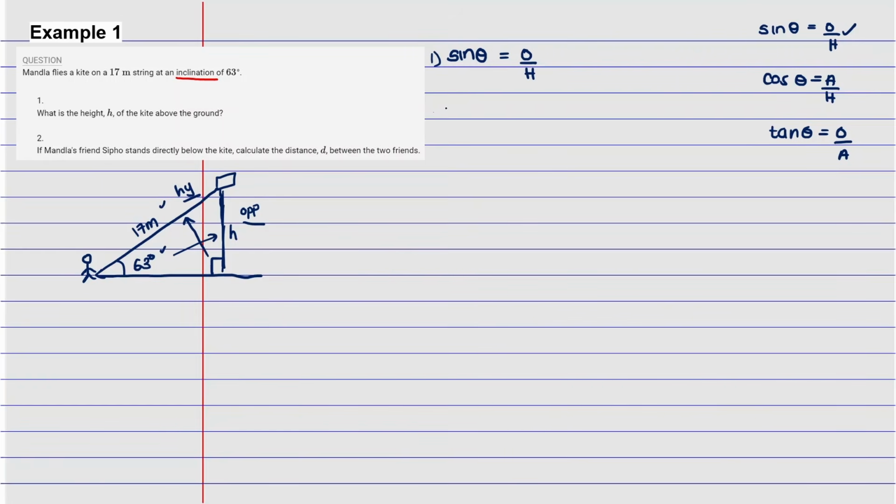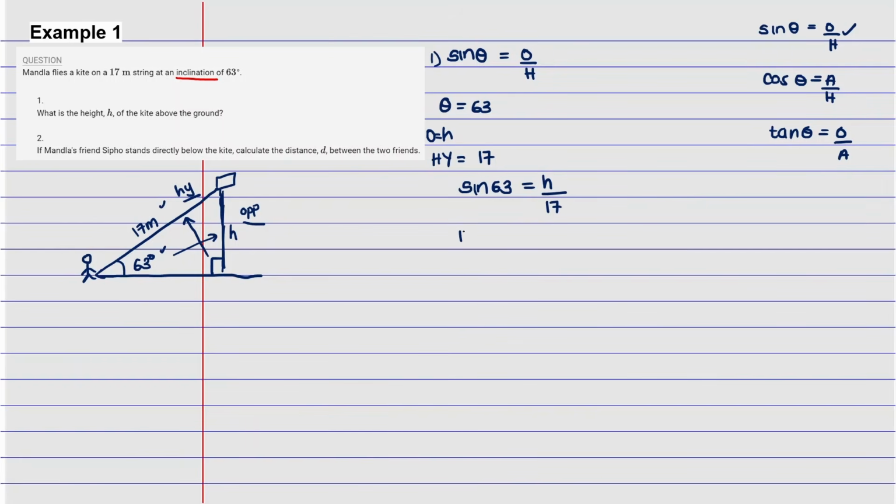Let's write down the information. We know that theta is equal to 63 degrees. We know that the opposite is equal to H, which is what we want, the height, then the hypotenuse, right? So the hypotenuse is equal to 17. So let's substitute. When we substitute, it's going to be sine 63 is equal to the opposite, which is H, divided by 17.